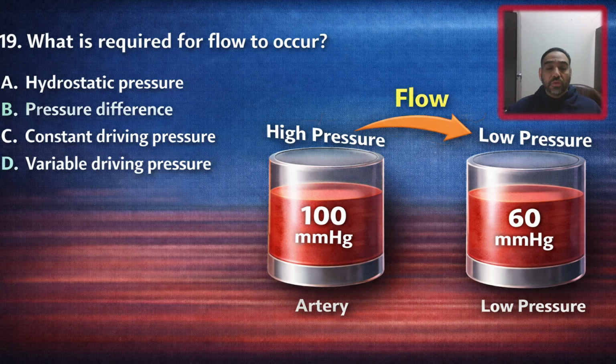So constant is unnecessary. And the last answer that was incorrect was D, the variable driving pressure. This is also incorrect because variability is irrelevant. Pressure can be constant or variable, and that's not the requirement. The only requirement is one area must have a higher pressure than another.